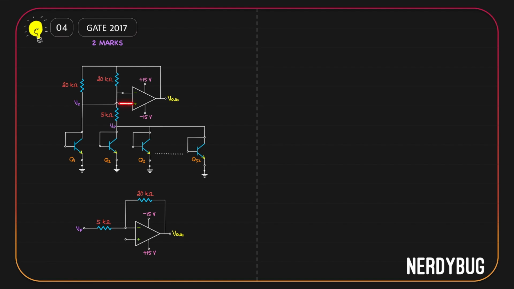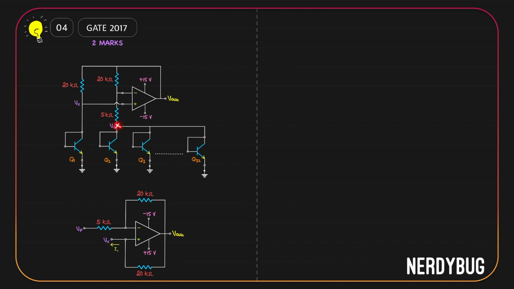Now, the positive terminal goes to Vx. From Vx, we have a 20 kilo ohm that goes to the output. Now at X, we have a transistor connected. So its collector current will be flowing in this direction. Let us show it over here. Since it is the collector current of the transistor Q1, I'll call it I1.